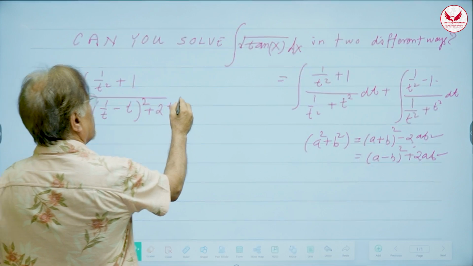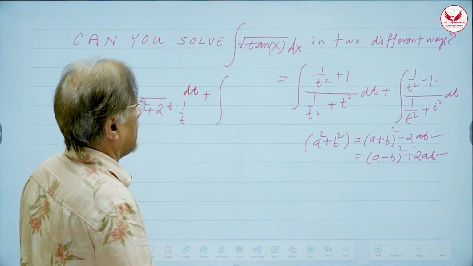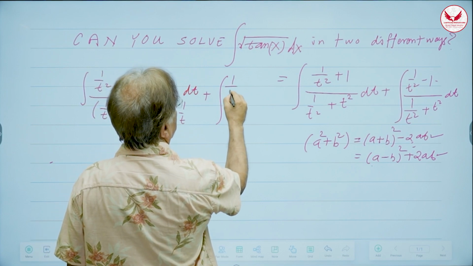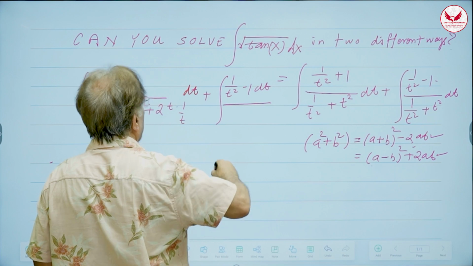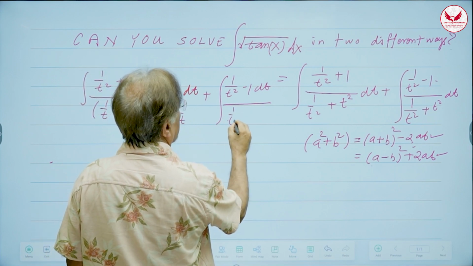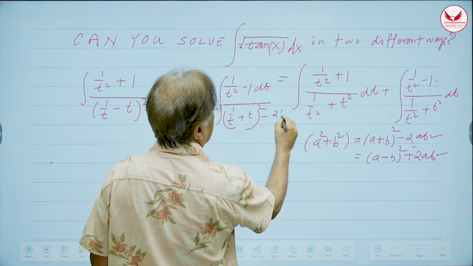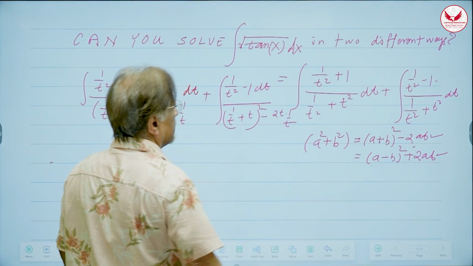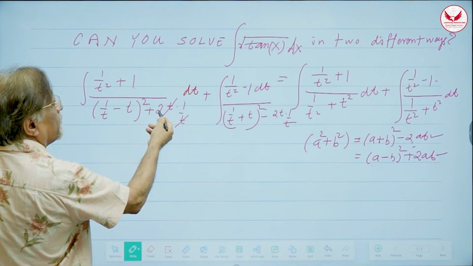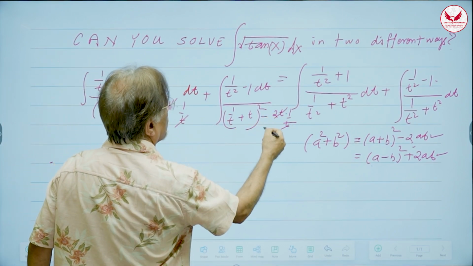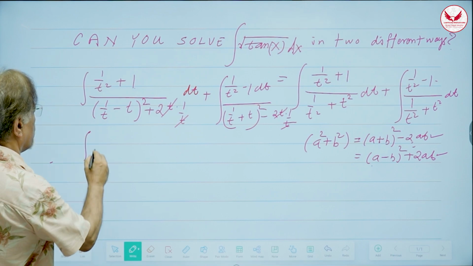Correct? Whereas in the second, what am I going to do is this. I'm going to keep the numerator as it is, no change in that. Okay? But in the denominator, I'm going to substitute (1 upon t plus t) square minus 2 times t into 1 upon t. But t into 1 upon t will cancel each other, obviously. So this becomes only 2. Here also it becomes only 2. Now, I will rewrite the problem like this.